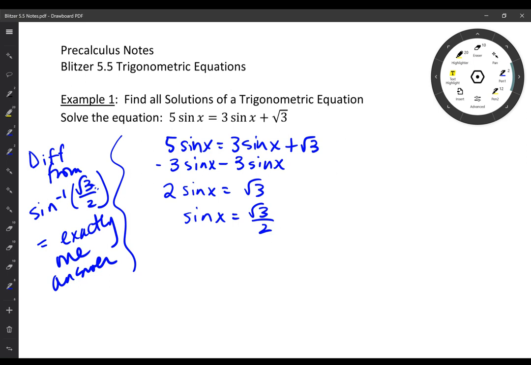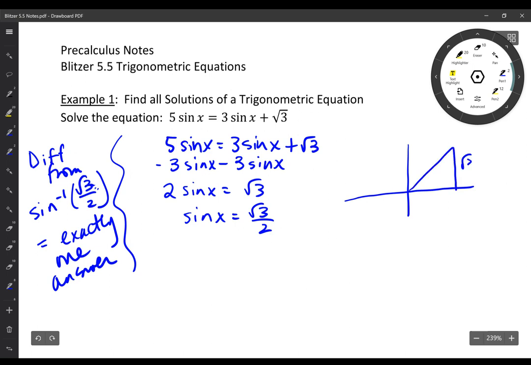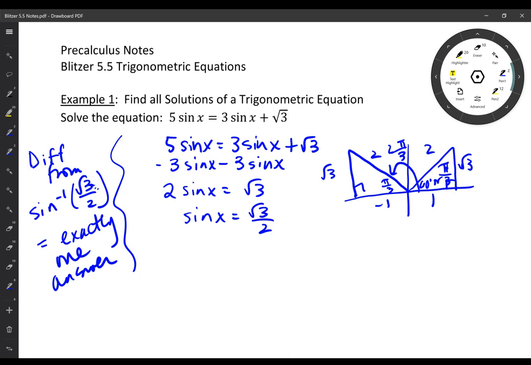So I need to think of everywhere that my sine could be square root of 3 over 2. So one of them would be over here in quadrant 1, square root of 3 for my y side, 2 for my r side, and then here's a 1. That would be 60 degrees or pi over 3. And then my sine could also be positive in quadrant 2, which is another pi over 3 inside, or 2 pi over 3 in standard position. And so if I take the sine of pi over 3, or the sine of 2 pi over 3, I get square root of 3 over 2.